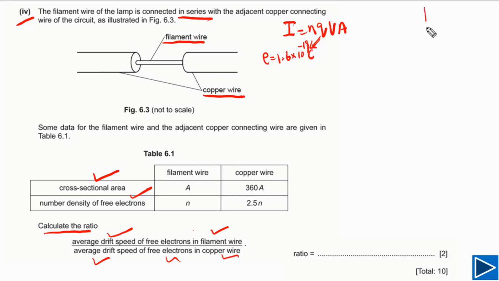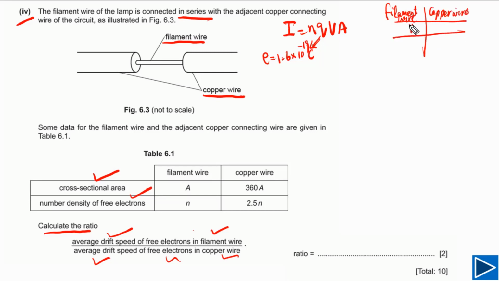First of all, let's draw one very simple table to write down the given data. This side, let's say, is the filament wire, and here we will write down the data for the copper wire.